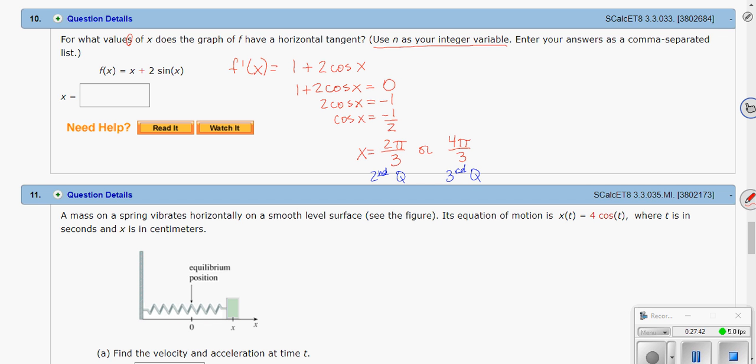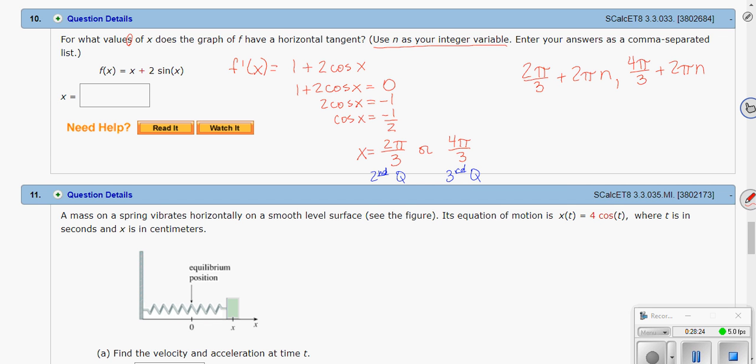So we write the answer very generically. I'm going to say my answer is going to be 2 pi over 3 plus 2 pi n and 4 pi over 3 plus 2 pi n. Now the n comes into play with how many times around you're going the unit circle. First let's start at n is 0. If n is 0, you're just going to have 2 pi over 3. If n is 1, you're going to have 8 pi over 3. If n is 2, you're going to have 14 pi over 3, and so on and so forth.